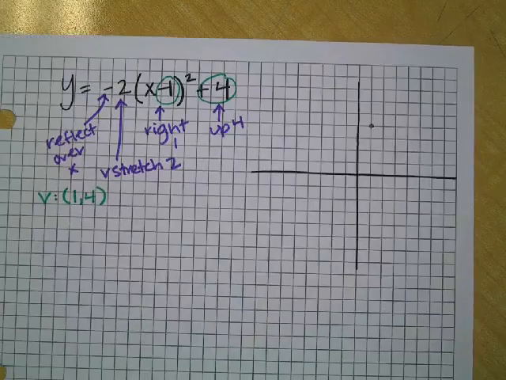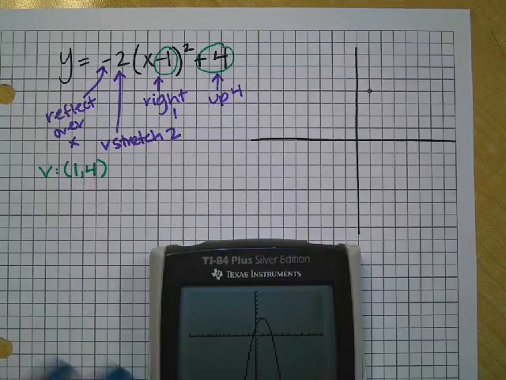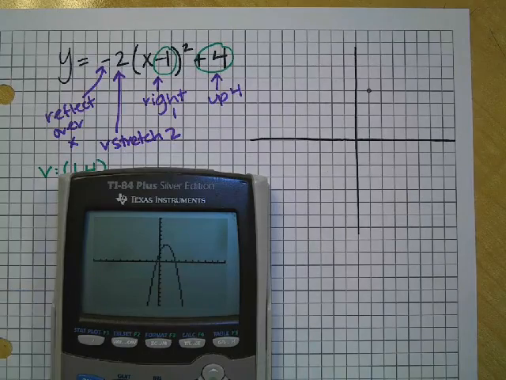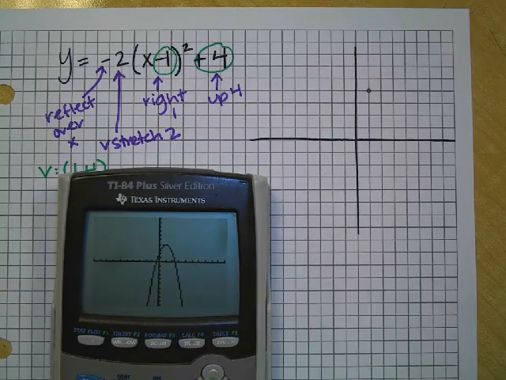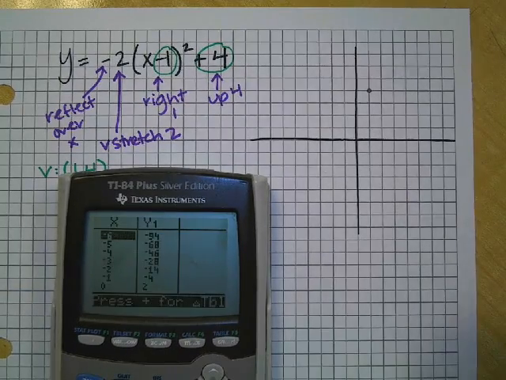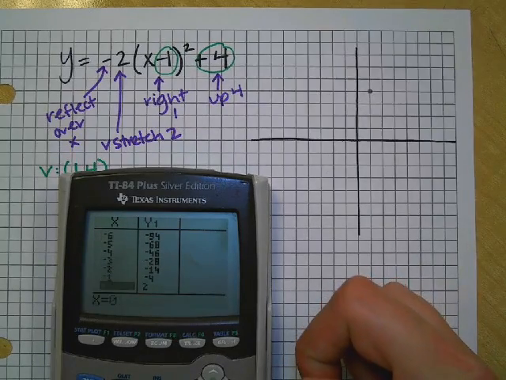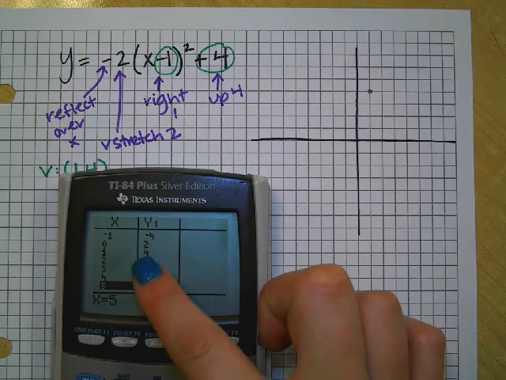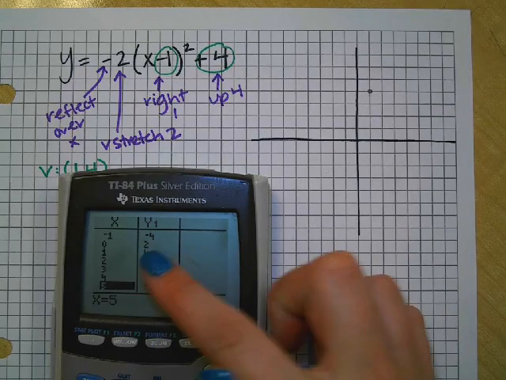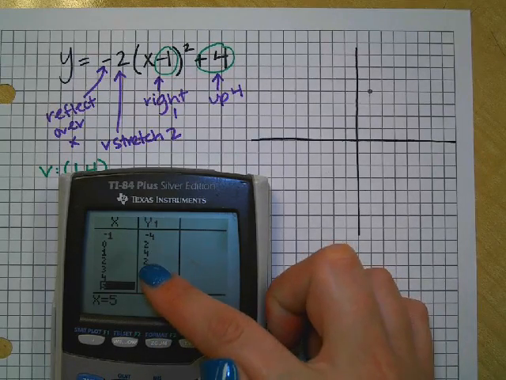There's the vertex. And then I'm going to go ahead and take my calculator and I'm going to hit second graph. And 1, 4 is right in the middle. So now I can see that symmetry because I know this is going to be the same on each side.